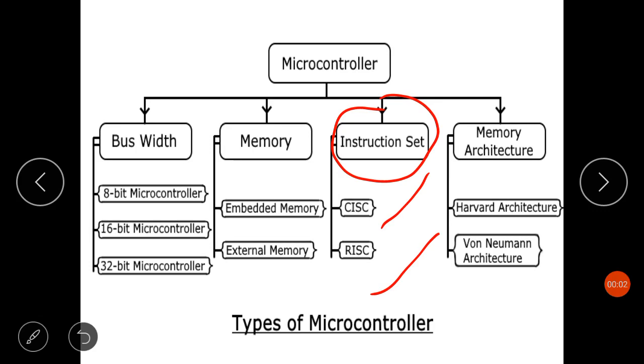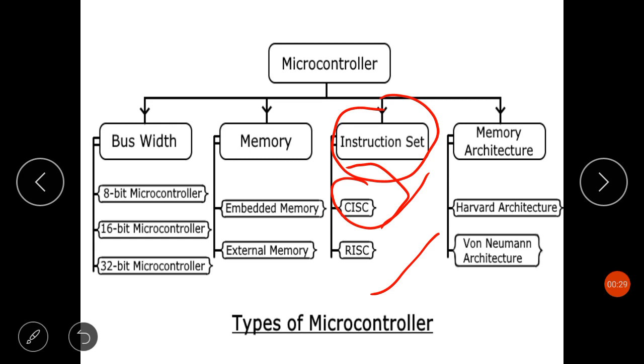So based on the instruction set, the microcontrollers are classified into two types, CISC and RISC. So such type of microcontrollers in CISC, I'm talking about the CISC. In CISC, the microcontroller CPU is designed to execute a single complex command. It can execute multiple instructions or steps using a single instruction.